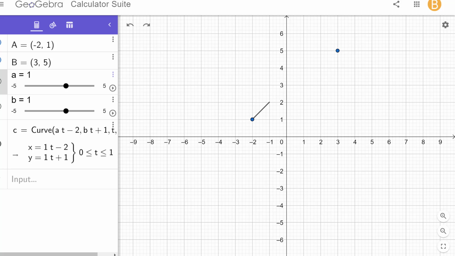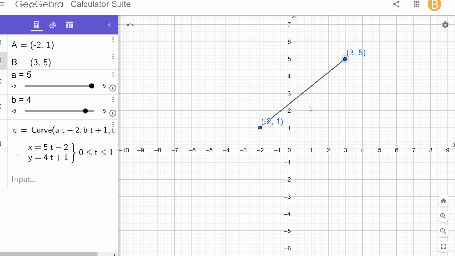If we go ahead and look at the graph, I graphed here at minus 2 and bt plus 1, and I graphed it from 0 to 1. So as I move around the a value, I should get it to 5, and the b value to go to 4. And now you can see how it lines up correctly. So in your calculator, you can go ahead and check to make sure you got it right.